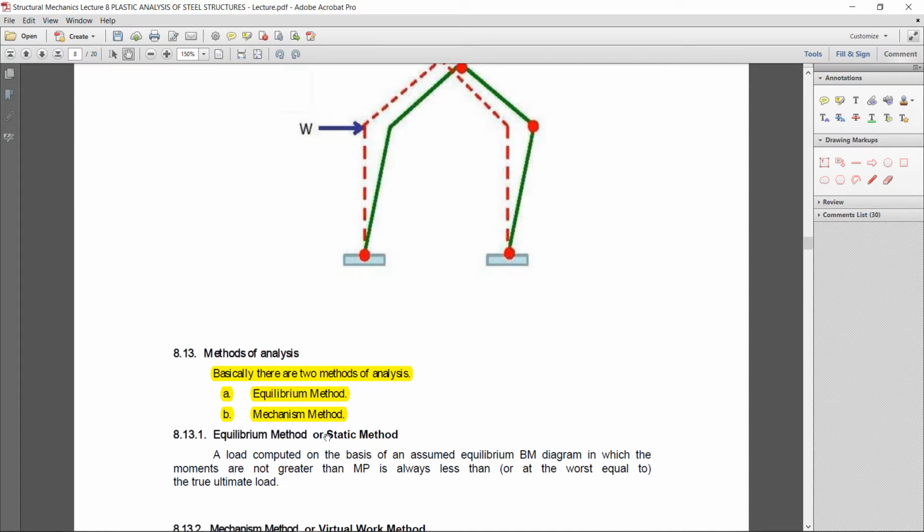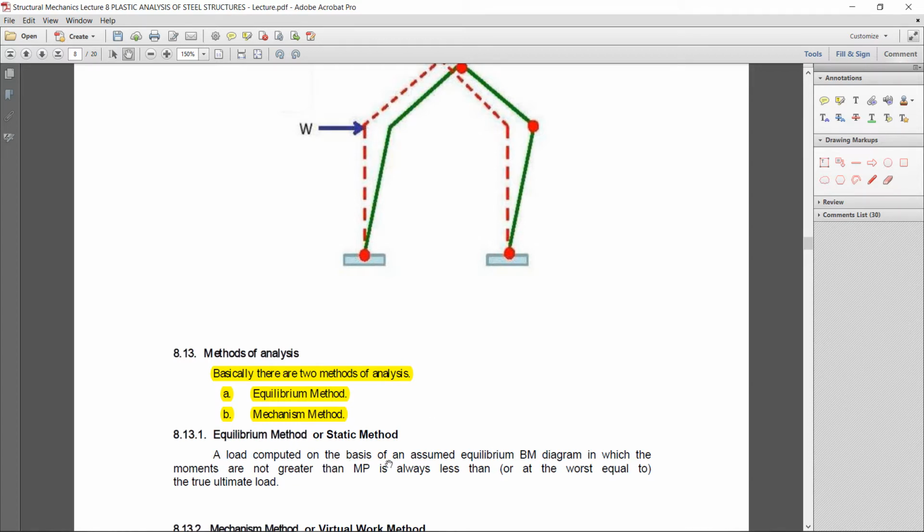First, the equilibrium method. In the equilibrium method, we simply plot the bending moment diagram of the beam and we point out the location where the maximum bending moment will occur. From that we get the collapse load. That is the equilibrium method.